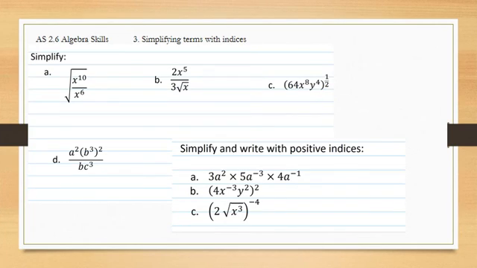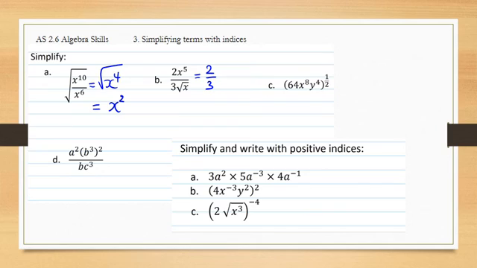This tutorial is about simplifying where there are indices involved or square roots or roots. The first one, we're going to first of all deal with x^10 and x^6. So we subtract the powers and that's simply x^4. And with the rule of square rooting a power, you must halve the power, so that's going to be x squared. This one here, the 2/3 can't be simplified any further.